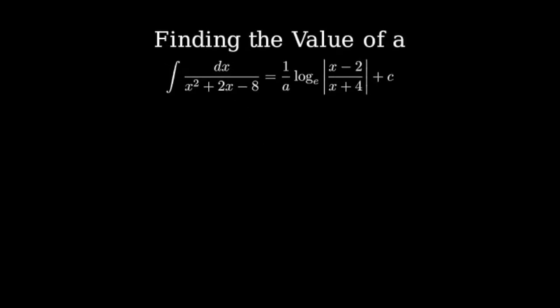Let's solve this integral problem to find the value of a. We're given that the integral of dx over x squared plus 2x minus 8 equals 1 over a times the natural log of the absolute value of (x minus 2) over (x plus 4), plus c.